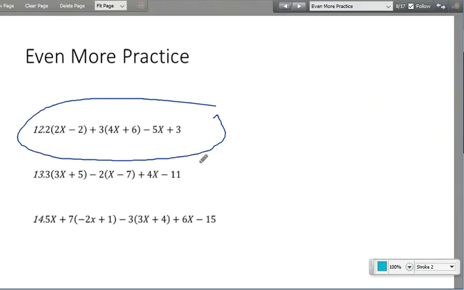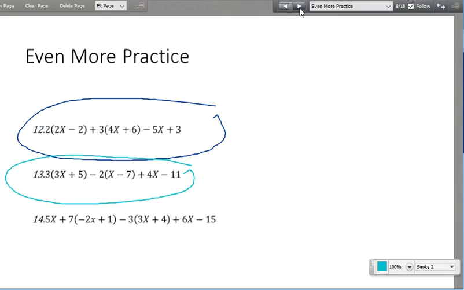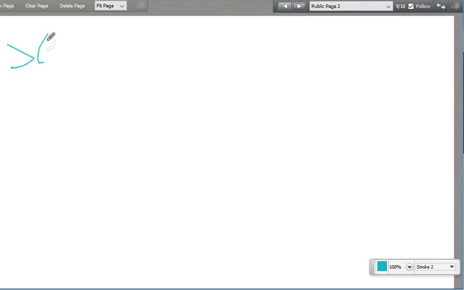Okay, so let's go back and do number 13 here. Now pay careful attention to number 13. I'm going to go ahead and write this on another page. We have 3 times 3x plus 5.